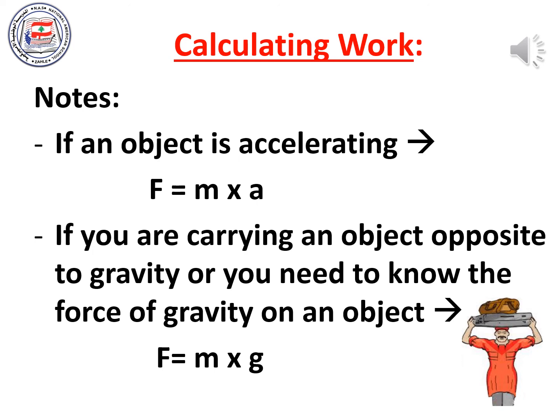Also, if you need to know the work done by gravity, or the work of a person that is carrying an object opposite to gravity, like in the figure you see in front of you to the right, you calculate force by multiplying mass times g, which is the acceleration due to gravity, which is usually 9.8 unless it is stated otherwise. So if they ask you to find the force, the work done by gravity, or the work done by a person that is carrying anything upwards opposite to the force of gravity, you calculate force by multiplying mass times g.